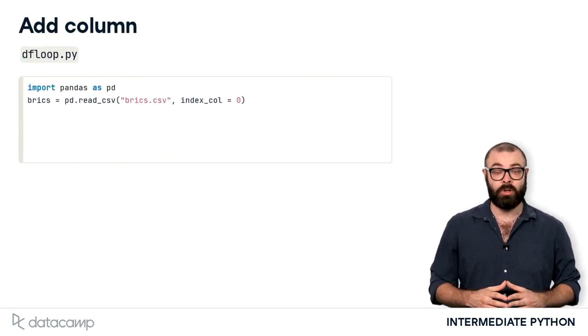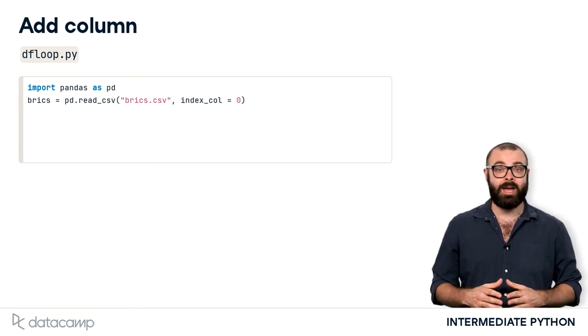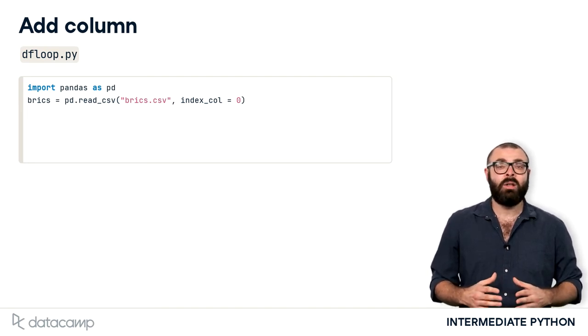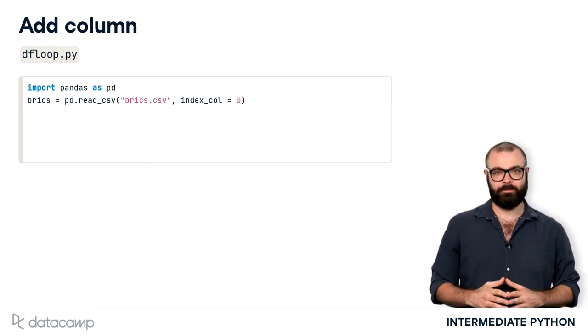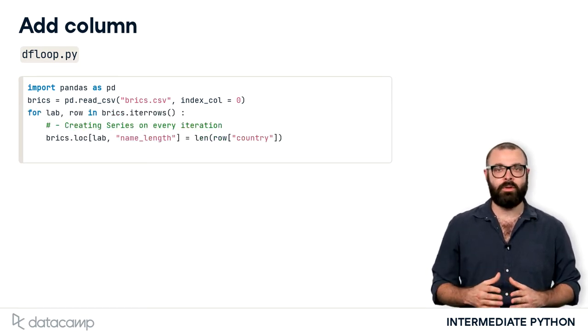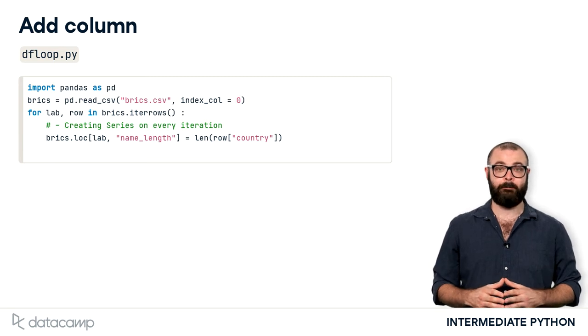Let's add a new column to the BRICS data frame named name_length, containing the number of characters in the country's name. To do this, we'll need to blend together a lot of the things we've learned. It's pretty advanced stuff, so try to stay with me here. The specification of the for loop can be the same, because we'll need both the row label and the row data. Next, we can calculate the length of each country name by selecting the country column from row and then passing it to the len function that determines the number of characters in a string.